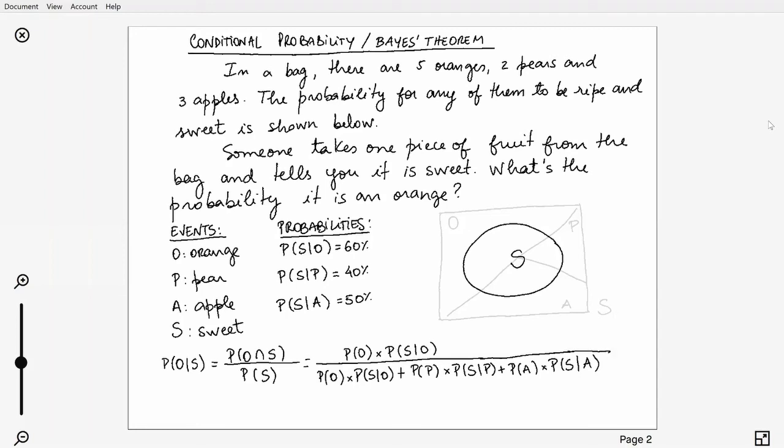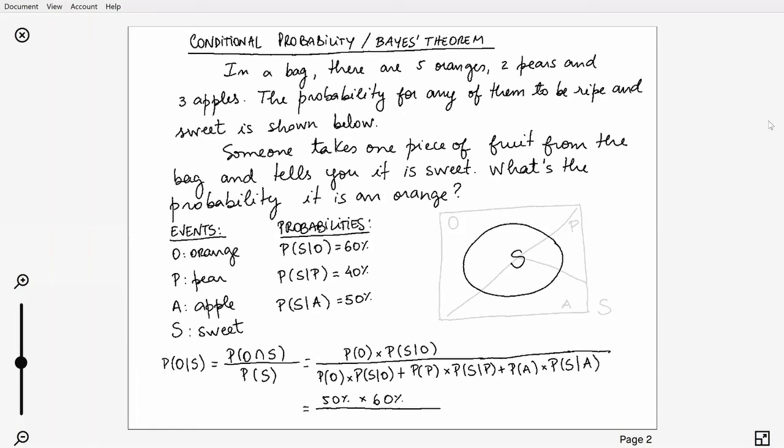So we have all the values. We just need to determine the probability of being an orange, an apple, or a pear, but that one is easy. So we know that the probability of having an orange in the bag is 50%, multiplied by the probability of being sweet, knowing it is an orange, which is 60%.